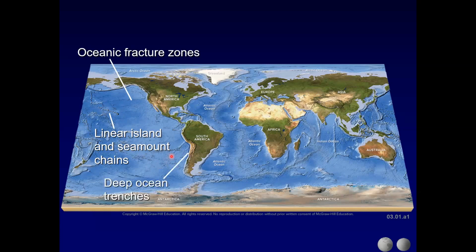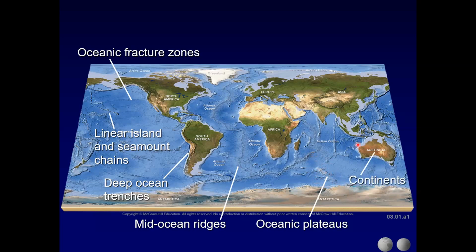We have deep ocean trenches, like along the coast of South America. We have mid-ocean ridges here. Oceanic plateaus. Those are actually high points beneath the surface of the ocean. And then, of course, continents. Just point them out. They exist, right?